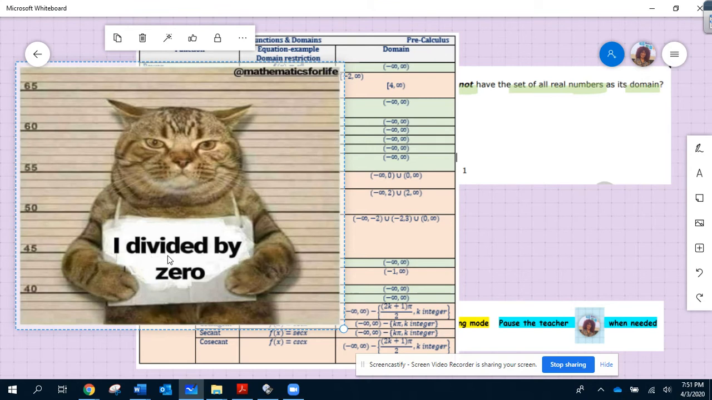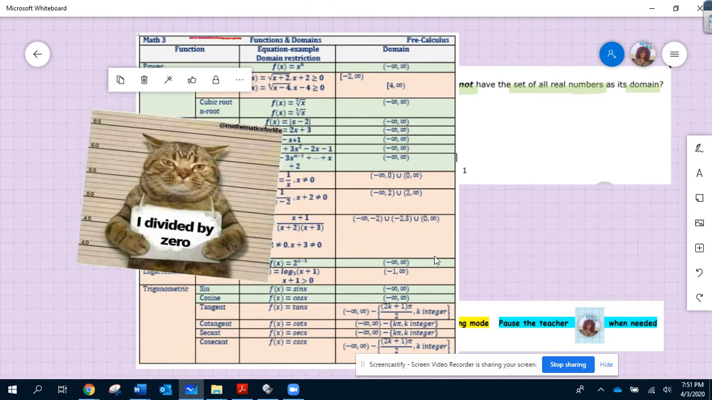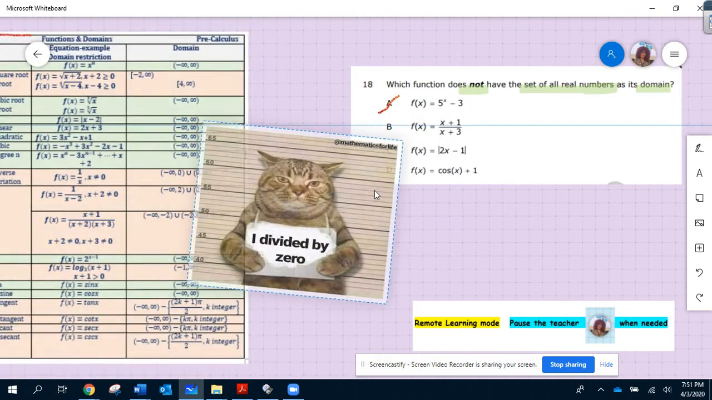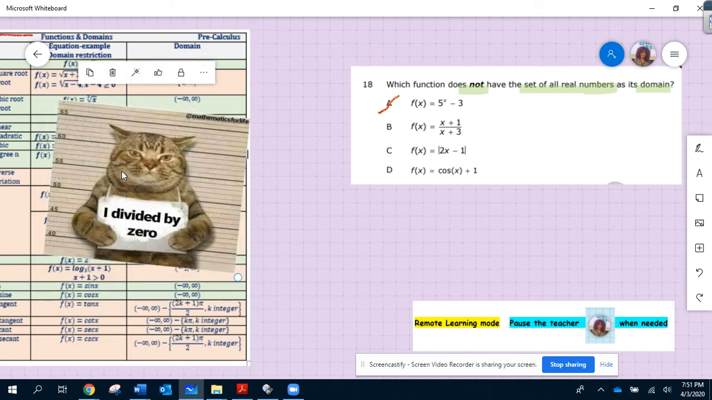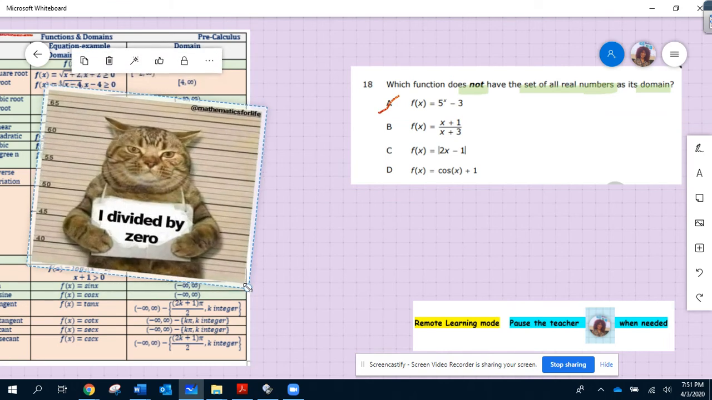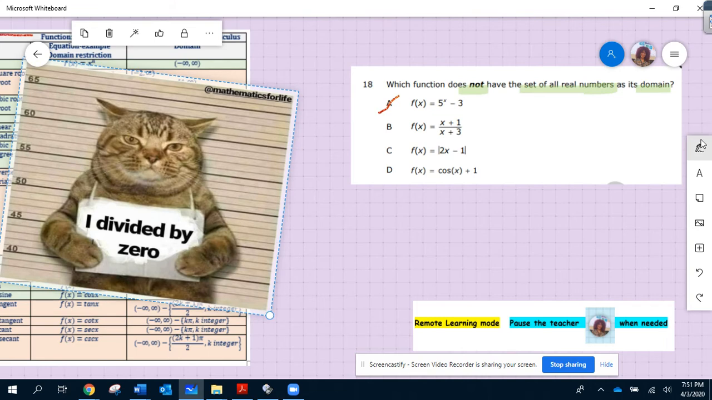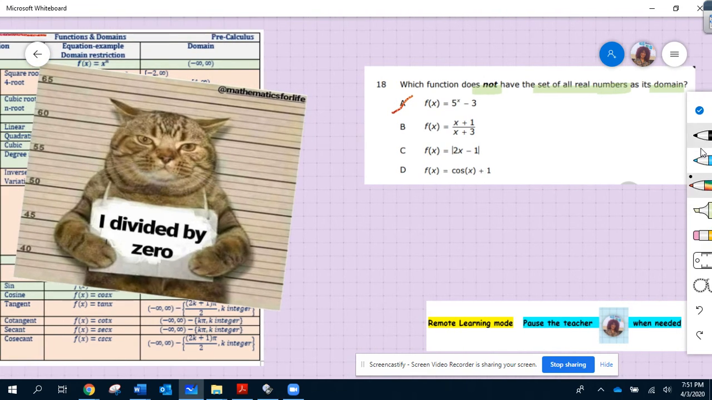So this cat divided by zero, and she's in jail now. That's why this is the domain restriction. Don't ever divide by zero, because otherwise you'll be in jail. It was a joke, of course. So let's go back to our function. I will keep the cat here because I'm sure that you'll remember. Maybe the table and the poster that I created you don't remember, but this cat will pop up in your mind. So never divide by zero.